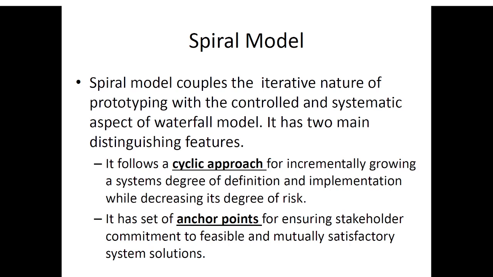So at the same time, if you see this, we are going in a cycle. It has one cycle, and in each cycle, the risk has to be addressed and has to be mitigated. You have to mitigate the risk also, and that's why there is a special component in the spiral model, the sixth phase of what you can say SDLC, which takes care of this risk. And secondly, it has a set of anchor points for ensuring stakeholders' commitment to establish mutually satisfactory system solutions.